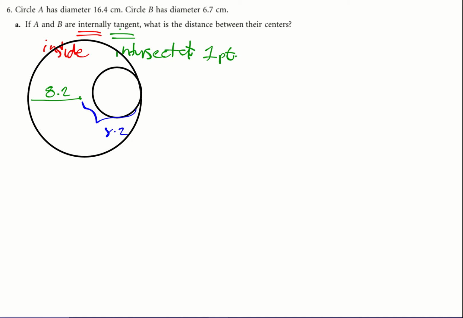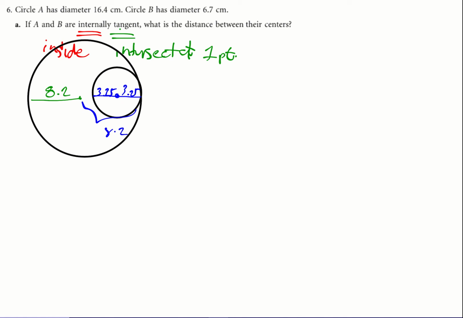As you can see, the radius of the larger one is 8.2 centimeters, which is half of the diameter that we were given. If we look at circle B and do the same thing, the diameter is 6.7. Let's go ahead and divide that by 2 and write down the radius of the smaller circle, which we get 3.35. What we're trying to find is the distance between the two centers of the circles.